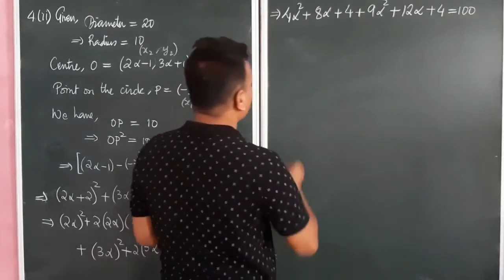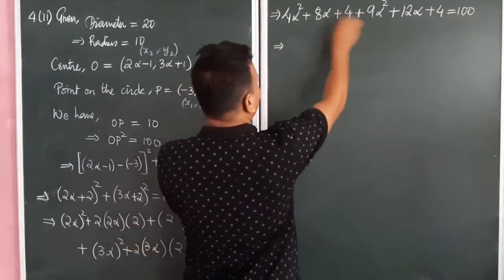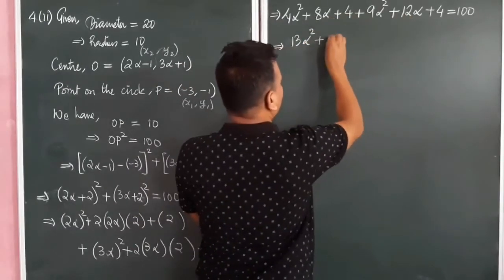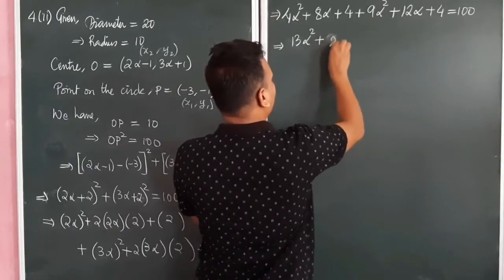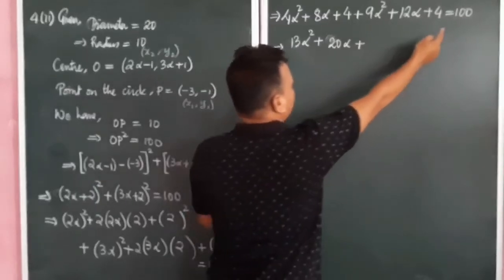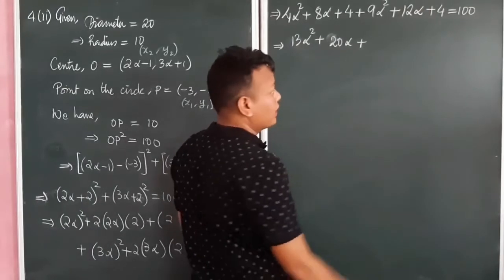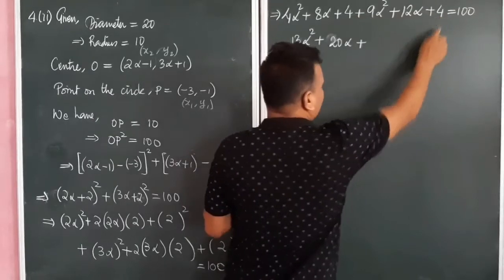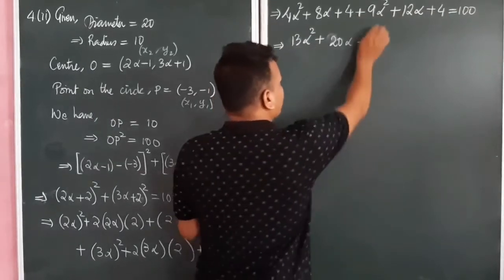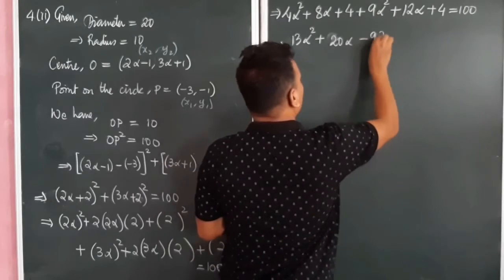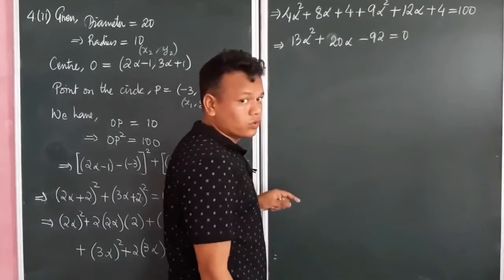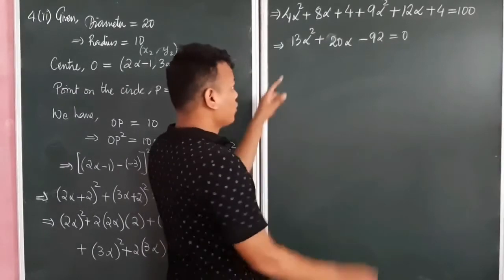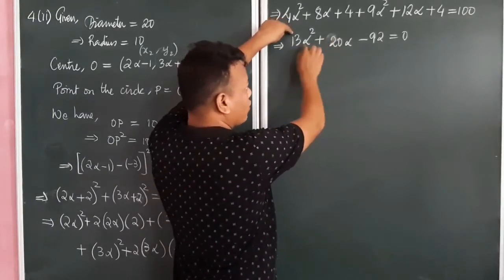So we see that 4 plus 9 is 13 alpha square, plus 8 plus 12 is 20 alpha, plus, let us get this out here, minus 100, and 4 plus 4 is 8. So 8 minus 100 is how much? It is minus 92, equal to 0. So what kind of equation is this? This is a quadratic equation, right? So quickly solve this quadratic equation and find the value of alpha from here.